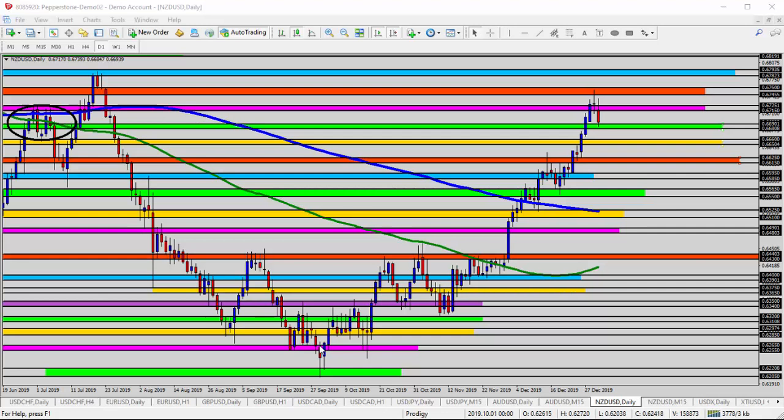So the question, of course, is as we go into the new year, will the New Zealand dollar continue to rebound and go back up? Or is this just a temporary push higher and we'll start to see it turn lower once again? That's a good question. We won't know that until the end of the year, will we? So let's zoom it out one more time.